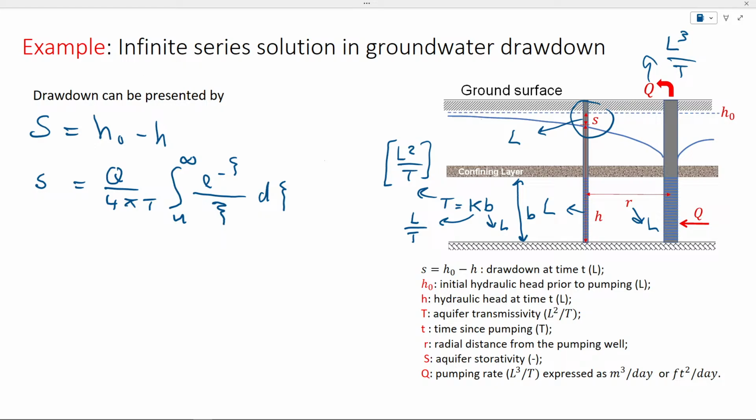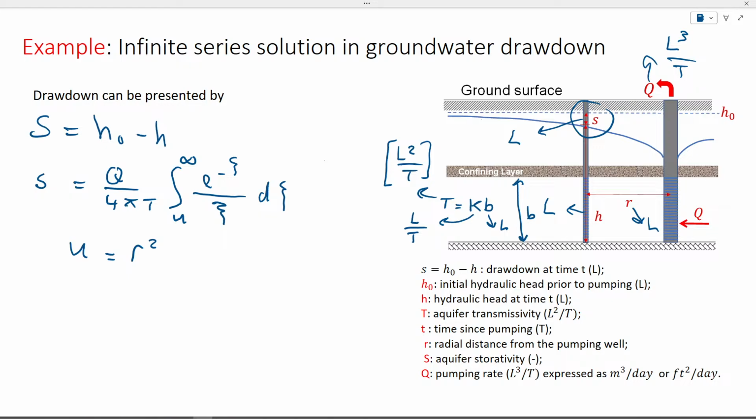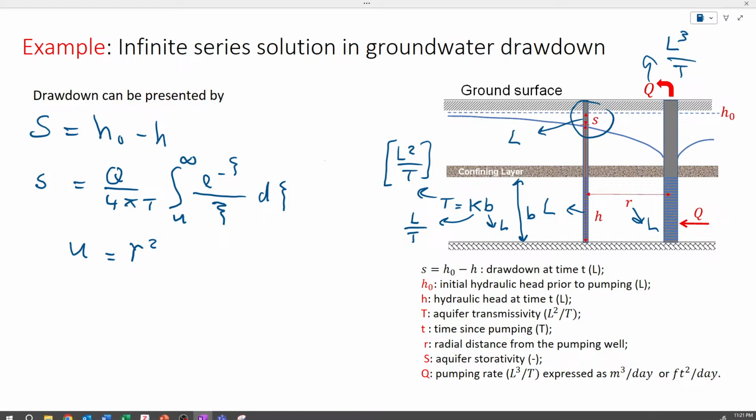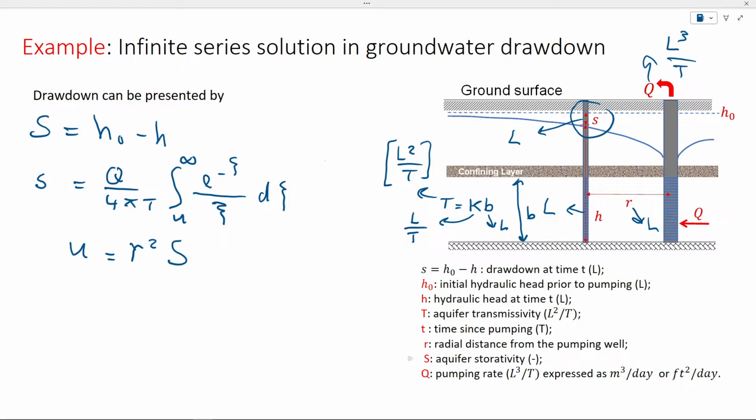Okay, so basically it looks something like this, where u is given as r squared, where r is the distance here, times S, the aquifer storativity, basically telling you about the water storage, over 4t, and this is time, the time since pumping. So this is also a function of time.